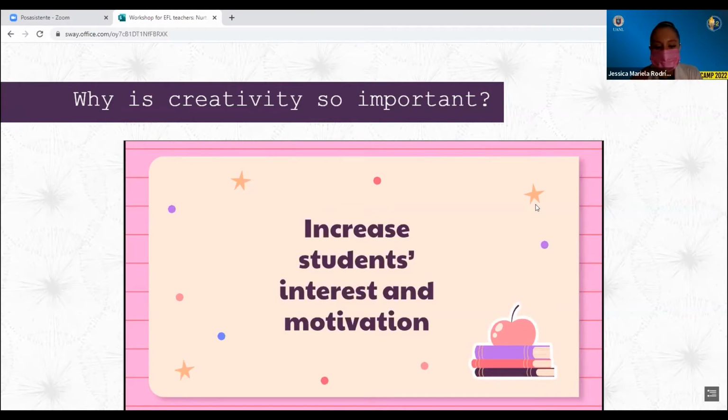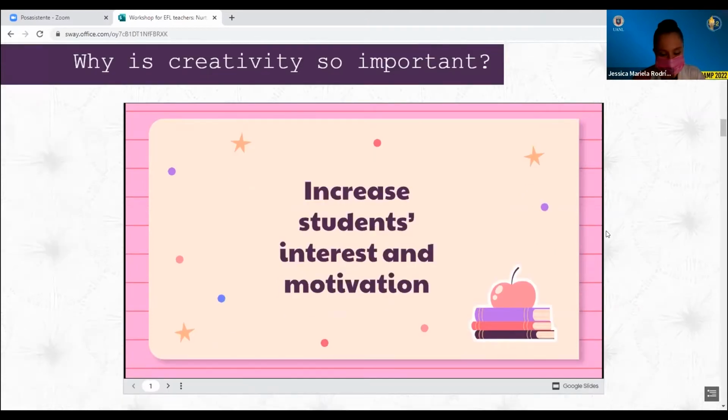So when we plan our classes and take into account this skill that is creativity, we can increase our students' interest and motivation, okay? There are some students who feel like they don't like English that much, but if we try to be dynamic and give them different activities where they feel they are learning and doing something new, well, it is a fact that motivation is going to be there.